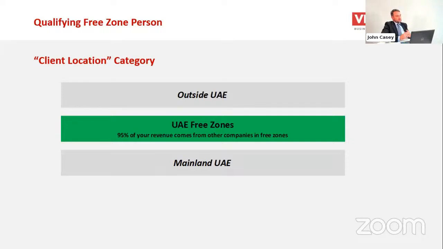So the rule specifically is 95% of your revenue needs to come from other free zone companies. So any companies within the UAE free zone bubble, if your revenue is generated from those, then it's likely that you'll qualify. If more than 5% of your revenue is coming from outside the UAE or from the mainland UAE, it's unlikely that you will qualify.